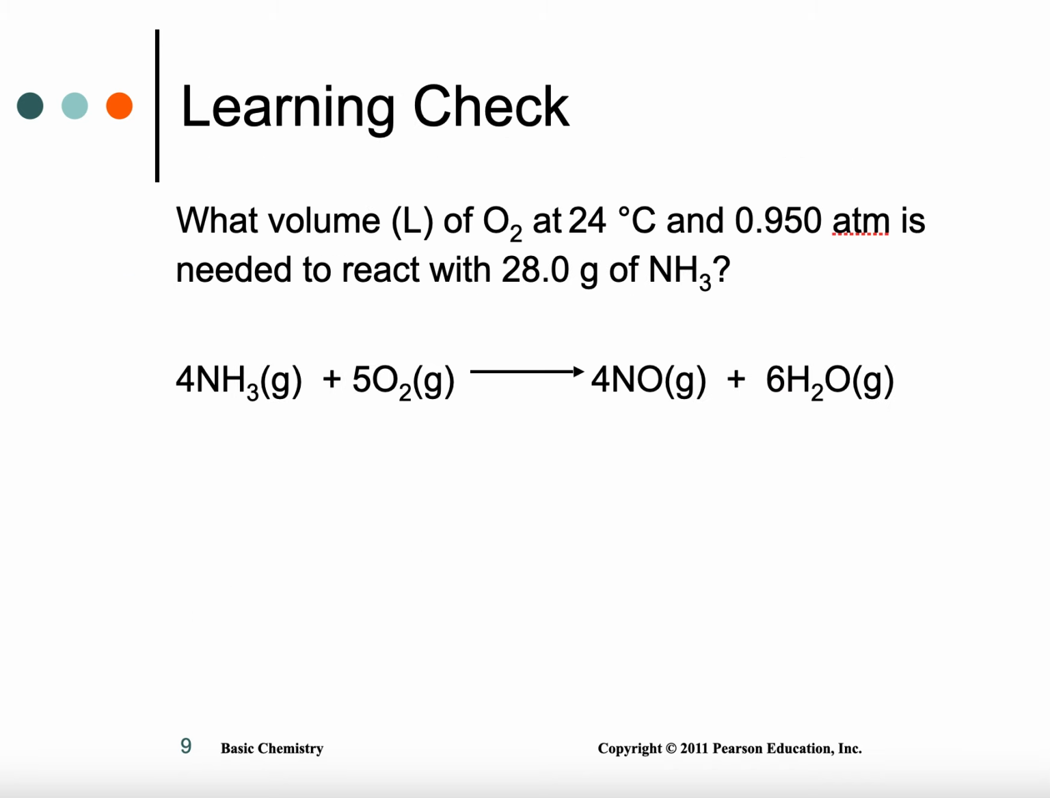Okay, this is hard. We're in a hard land. This is hard. So what volume of oxygen at 24 Celsius, 0.95 atmospheres, is needed to react with 28 grams of ammonia? So ammonia is made up of nitrogen and 3 hydrogens. So I have to take the number under nitrogen and 3 times the number under hydrogen and add them together. Okay, and that will be 1 mole. That's the number of grams in 1 mole. All right, so that will turn this into moles.